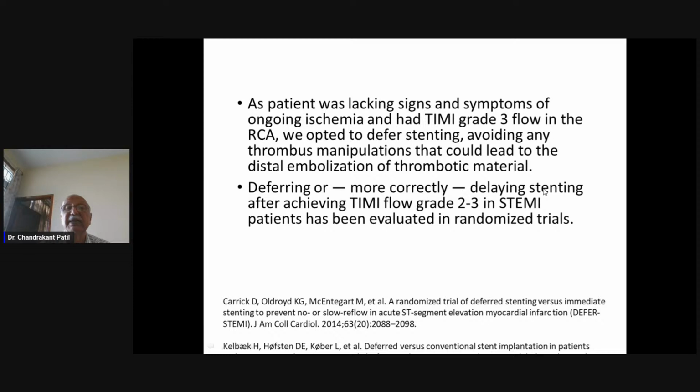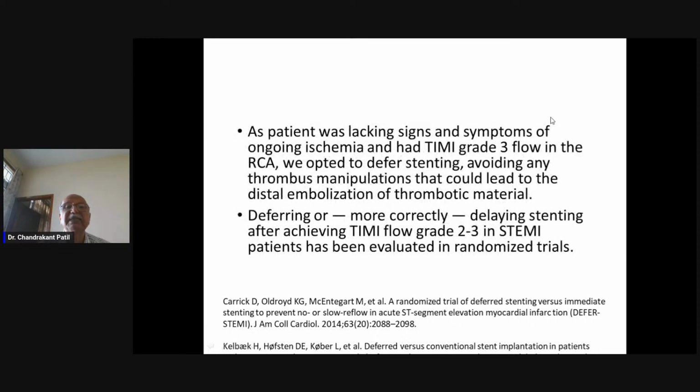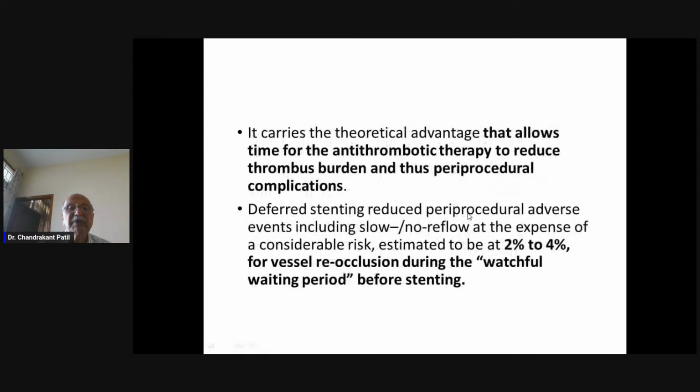So deferring, or more correctly delaying, stenting after achieving TIMI flow grade 2 to 3 in STEMI has been evaluated in randomized trials. That's why it carries the theoretical advantage that it allows time for the antithrombotic therapy to reduce the thrombus burden and thus periprocedural complications. Deferred stenting reduced periprocedural adverse events, including slow or no reflow, which can occur following stenting sometimes, especially in the LAD, at the expense of a considerable risk, estimated to be 2 to 4%, for vessel reocclusion during the watchful waiting period before stenting.